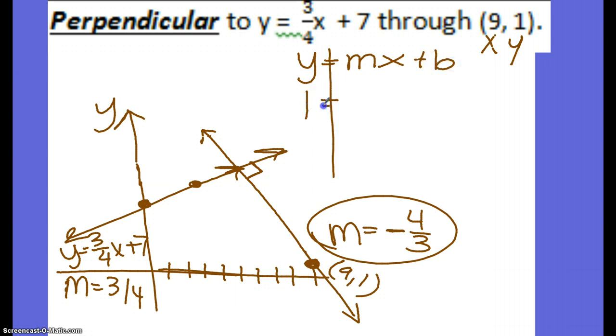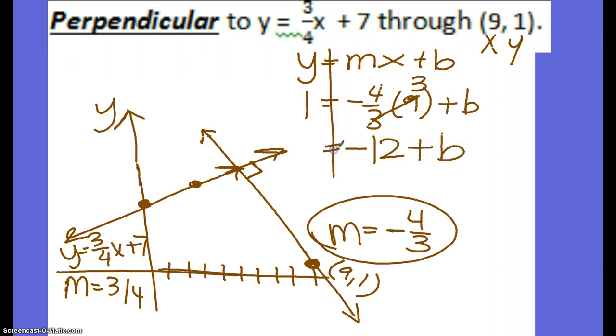We get 1 for y, negative 4/3, and 9 plus b. 9/3 makes 3. 9 divided by 3 is 3. And negative 4 times 3 is negative 12. You can use your calculator if you don't know how to times a fraction. Or you just times the top and divide the bottom. That's another way to multiply it out. I just divided first and then times the top.